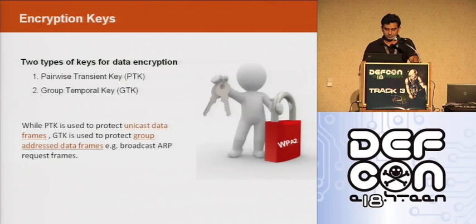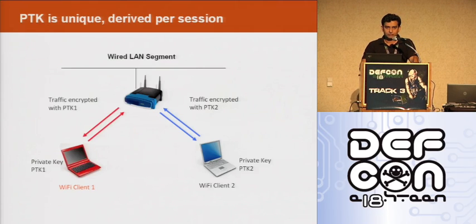So there are two types of keys. If you see, PTK is a unique key. It is unique for each user and it is derived per session. So for example, if two clients are connected to a WPA2 enabled access point, both of these clients will be using two different keys. So client 1 will not know the private key of client 2, and client 2 will not know the private key of client 1. So their traffic is basically secure.